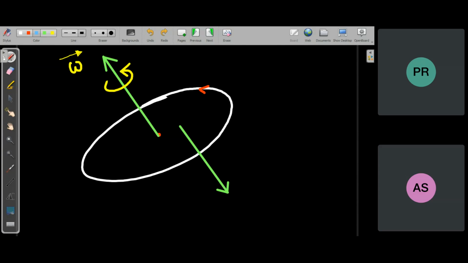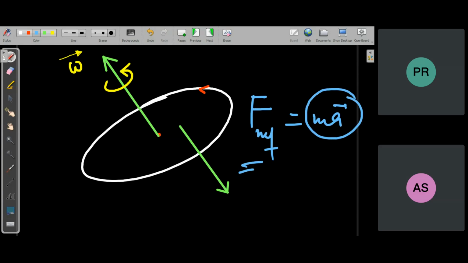Sir, centripetal force is not an independent force. It is a resultant of some forces acting towards the center. First of all, centripetal force is not any force. For example, in Newton's second law, what is Newton's second law? F net is equal to ma. Now, is ma a force? No, ma is not a force. That is the problem.